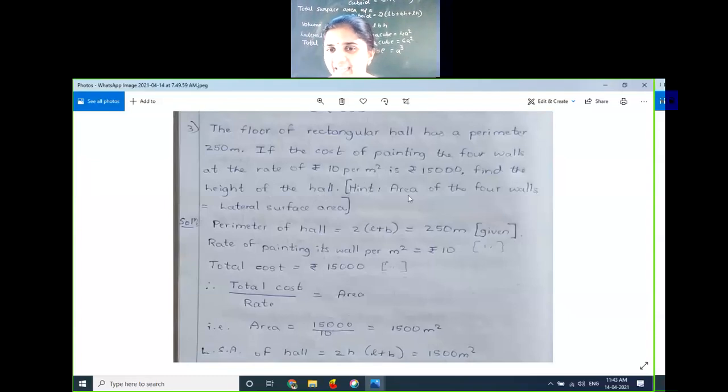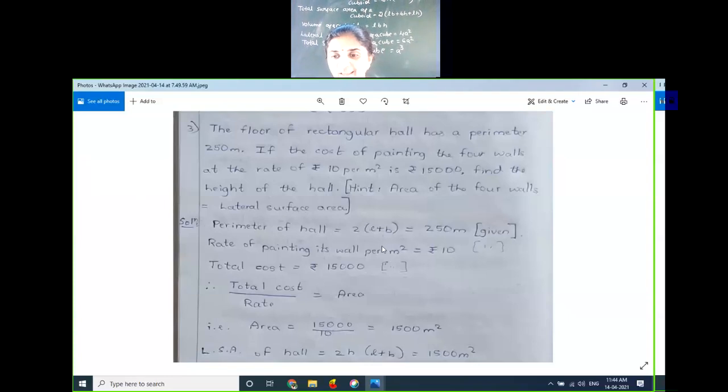Hint: area of the 4 walls is nothing but lateral surface area. Yes, we all know, right? Area of the 4 walls in the sense lateral surface area. Here, something is given. What is given? The floor of a rectangular hall has a perimeter. So here, the solution: perimeter of the hall. You all know the perimeter of the rectangle is 2 into (L plus B). Just recall the formula for the perimeter of the rectangle.